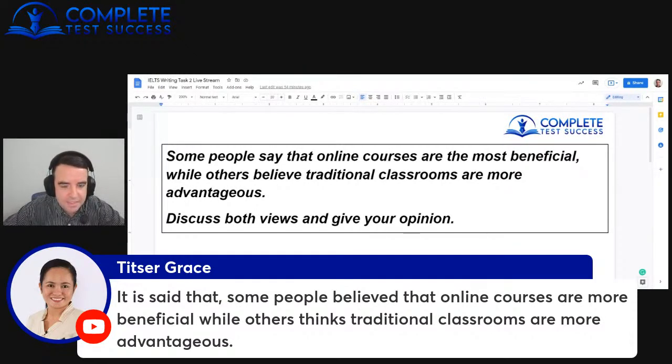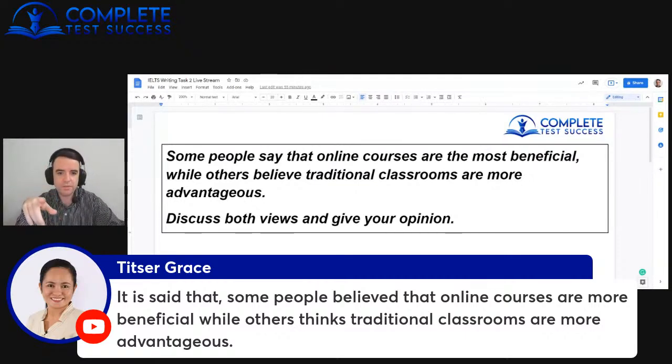It is said that, you don't need a comma there. It is said that some people believed, so again, it's not past tense, it's present. So it is said that some people believe. Well, why say that it is said that some people? Just say some people. So just start with some people believe. Because if you're going to say it is said that, then you don't need to say that some people believe it. That's either or. So it is said that online courses are more beneficial, or some people believe that online courses are more beneficial. So one or the other is fine, but not both.